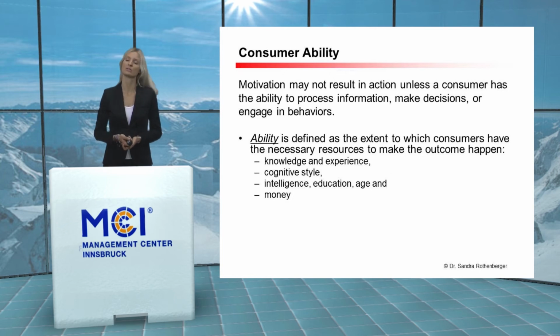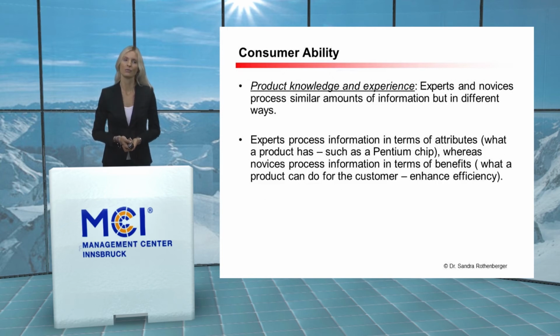When we talk about the consumer's ability, we first of all have to think about product knowledge and experience. For instance, experts and novices process similar amounts of information, but in different ways. Experts process information in terms of attributes, what a product has, such as a Pentium chip, whereas novices process information in terms of benefits, what a product can do for the customer, which means enhanced efficiency.